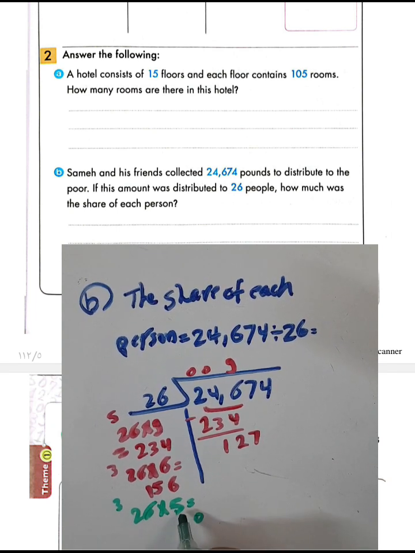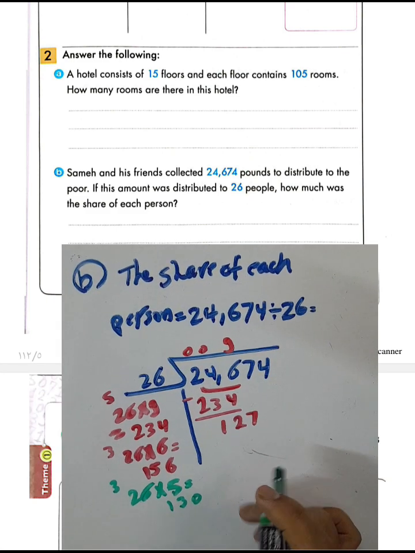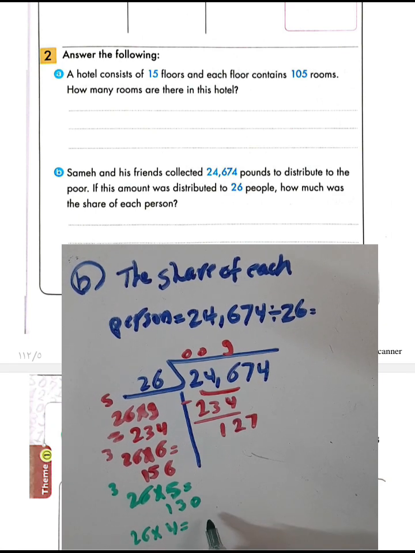2 times 5 equals 10. 10 plus 3 equals 13. But this number is greater than 127 again. Then we must multiply by 4. 4 times 6 equals 24. Write 4 and carry 2.